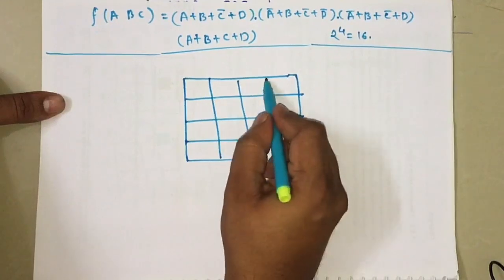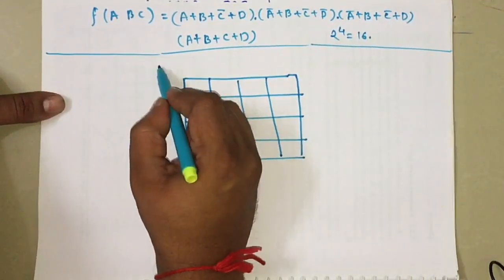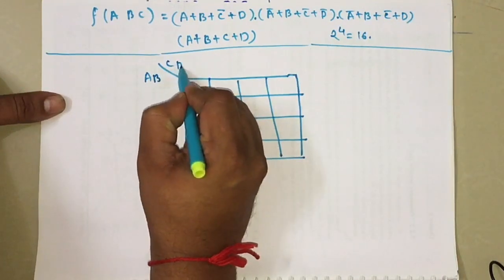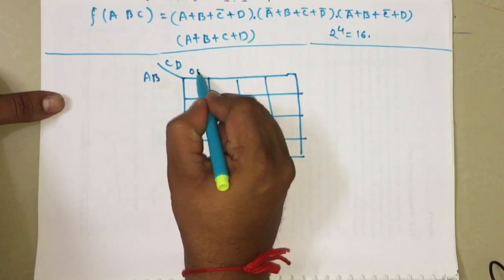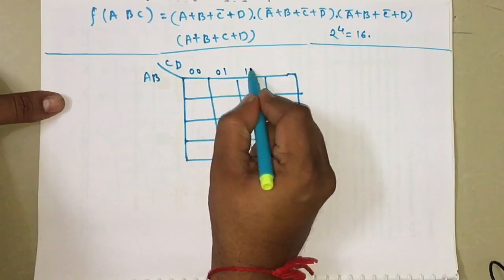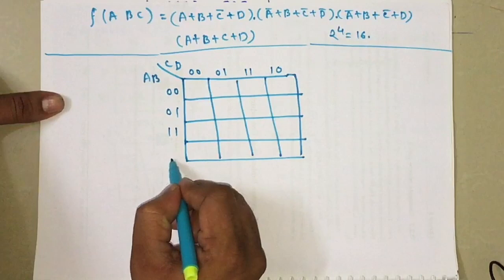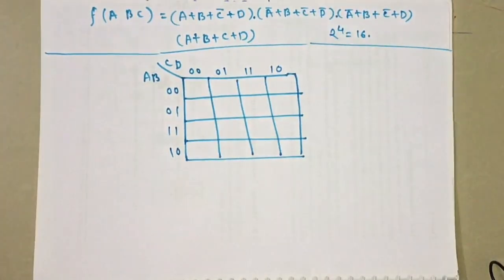1, 2, 3 and 4. Okay. So here I will take the two variables AB and here CD. Values are 00, 01, 11, 10 and 00, 01, 11, 10. Okay.